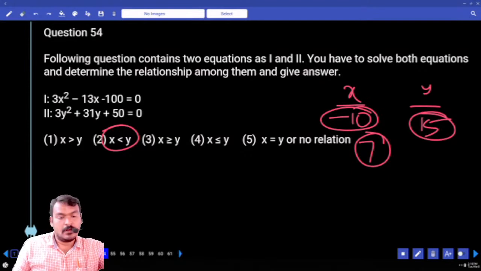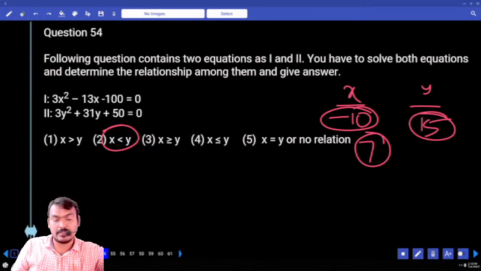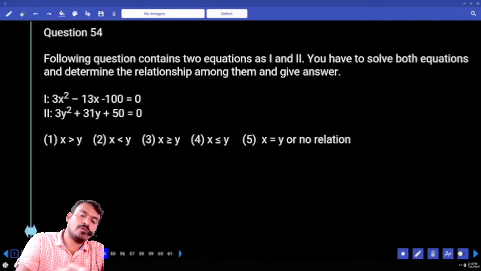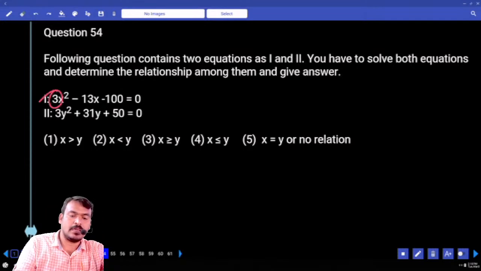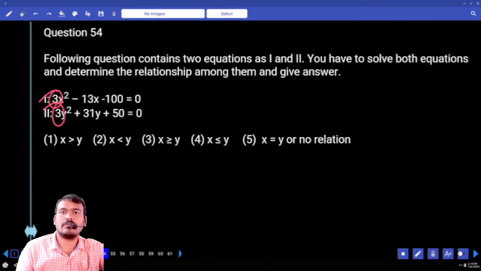Next, question number 54. 3x square minus 13x minus 100 equal to 0. Second one, 3y square plus 31y plus 50 equal to 0. Coefficient of x square is 3, coefficient of y square is also 3. Equal coefficients are the same. Then directly we take the factors as the final roots. Factors are equal to final roots.